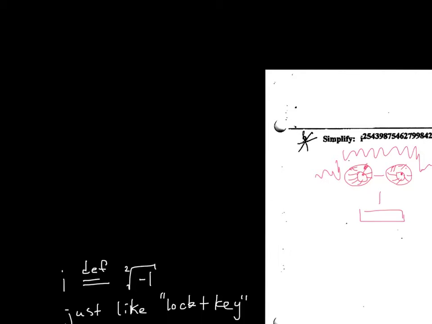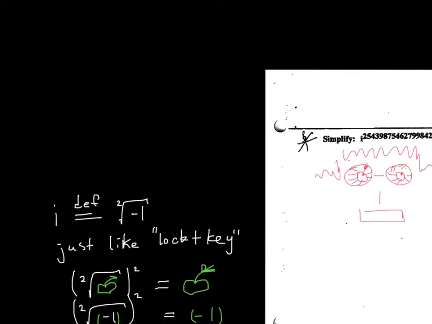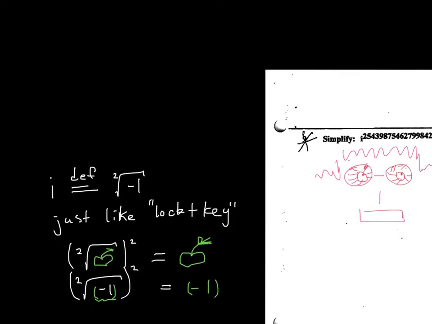i is equal to the radical root of minus 1, and i squared is equal to minus 1. Just like keys and locks, if I were to square something with the radical root, the square liberates and unlocks the stuff inside. So by that token, the radical root of minus 1, squared, is i squared, which is equal to minus 1. This one is important. It'll come in a second.